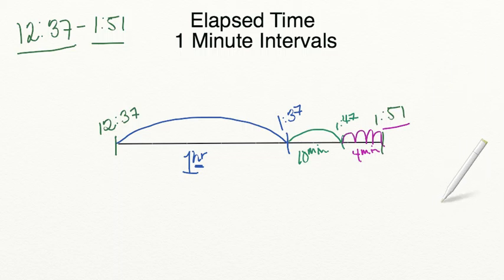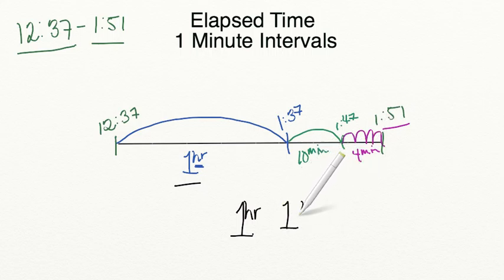So my last step is to add my hours and minutes together. I only have 1 hour, and my minutes are going to be 10 minutes plus 4 minutes, which is 14 minutes. And that's all you have to do. You add your hours and your minutes together, and you're done. From 12:37 to 1:51 is 1 hour and 14 minutes.